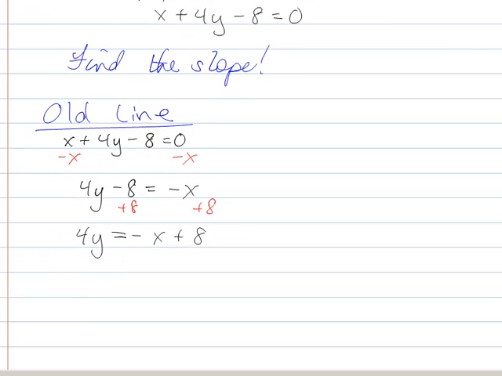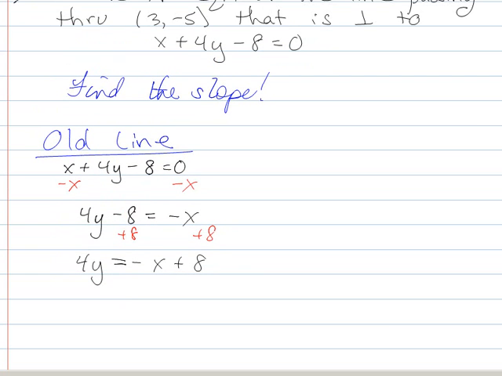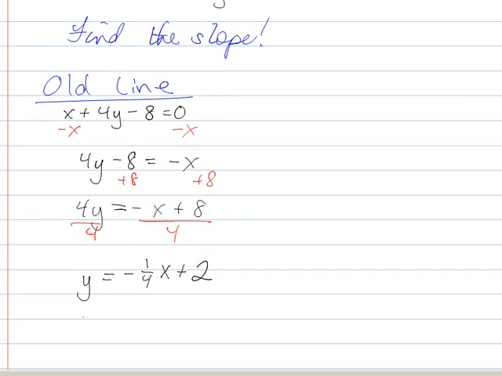All right, next step. Divide both sides by 4. So I get y equals -1/4 x plus 2. Okay, so my slope of this line is -1/4.